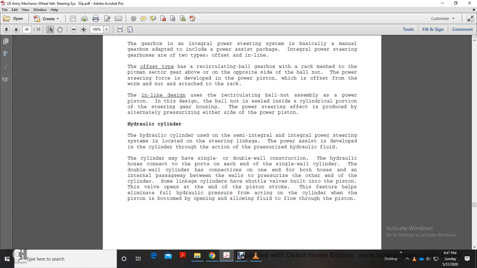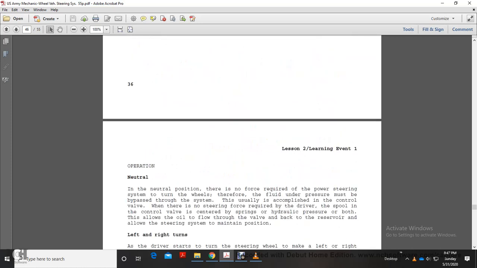The double wall cylinders have the connection at one end of the bolt for the hoses. Integral pathways between the walls pressurize the other end of the cylinder. The thermal linkage cylinders have shuttle valves built into the piston, with the valves open at the end of the piston stroke. This feature helps eliminate full hydraulic pressure from acting on the cylinder when the piston is bottomed, by opening and allowing the fluid to flow through the piston.